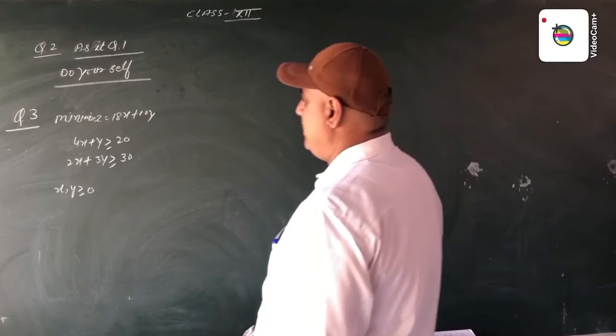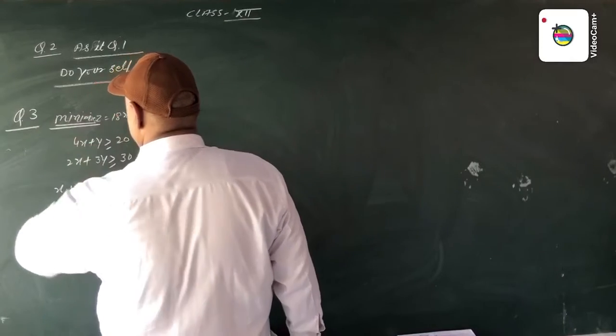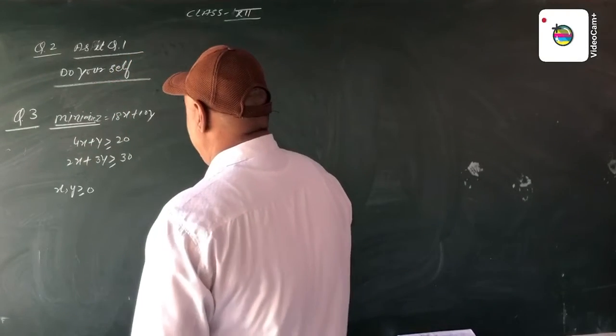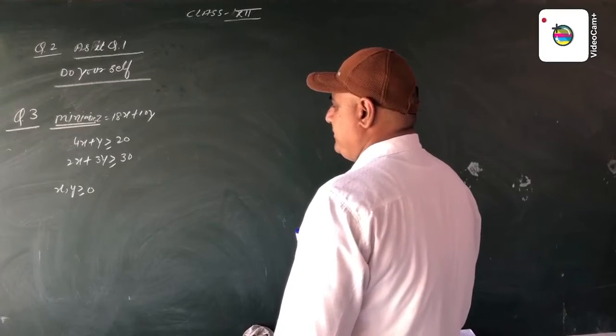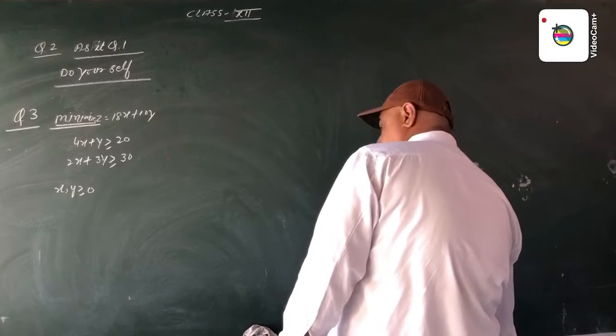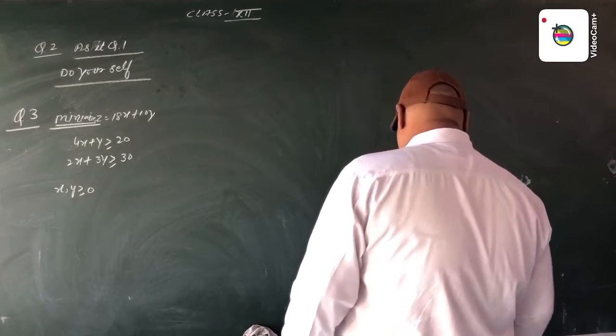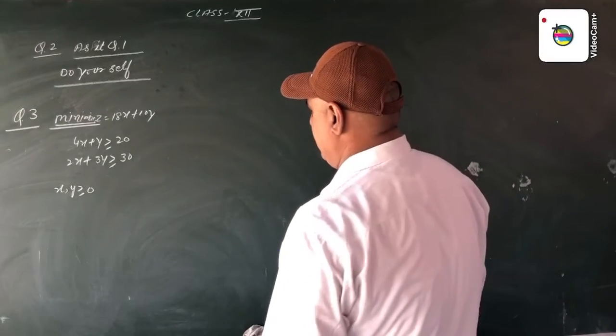It is also a minimize problem. In this question we have to find the minimum value of z equal to 18x plus 10y, subject to constraints: 4x plus y is greater than or equal to 20, 2x plus 3y is greater than or equal to 30, and x, y are greater than or equal to 0.